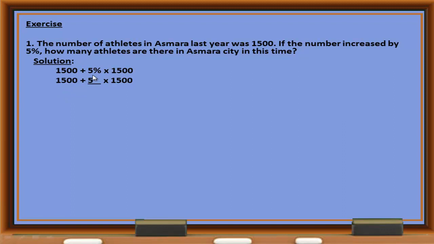5% of 1,500 is 5 over 100 times 1,500. 2 zeros will be cancelled, these 2 zeros. 1,500 plus 5 times 15 is 75. 1,500 plus 75 is 1,575. The number of athletes at this time is 1,575.